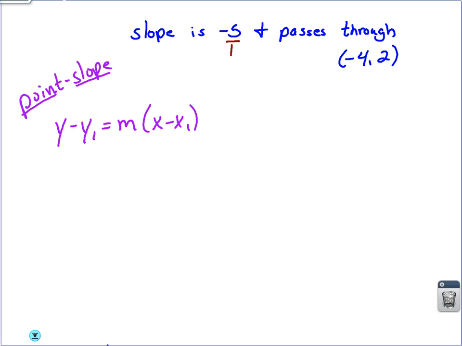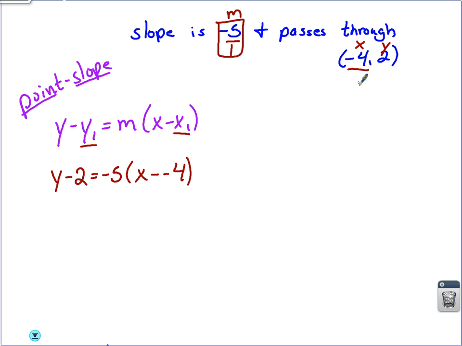And what we're going to do is plug in our point into x1, y1. The x value of your point goes into x1, the y value of your point goes into y1. And we're going to plug our m, or our slope, in for this m value. So as we plug these in, I have y minus y1, which is 2, equals m, which is negative 5, times x minus x1, which is negative 4. Make sure both of these negative values are important. This minus is built into our formula. This minus is here because our 4 is actually negative.